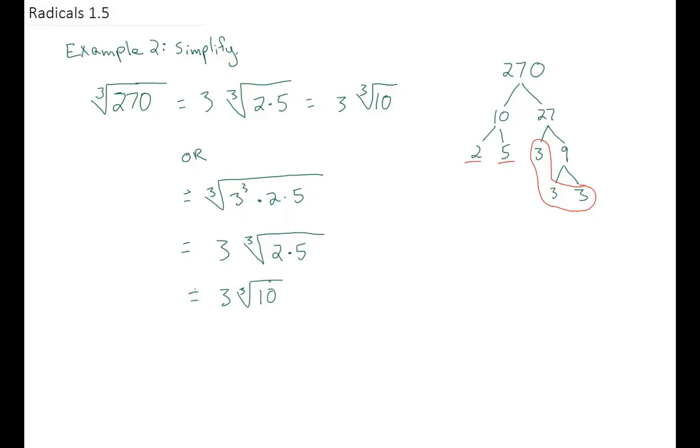I like to think about these like playing cards, where sometimes you can lay down pairs, sometimes you have to have 3 of a kind to lay down, sometimes you have to have 4 of a kind to lay down. So your index is telling you what size of sets you can lay down. So here we have a cube root, so we can lay down 3 of a kind. Can't lay down more or less.